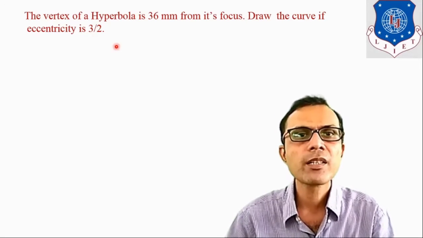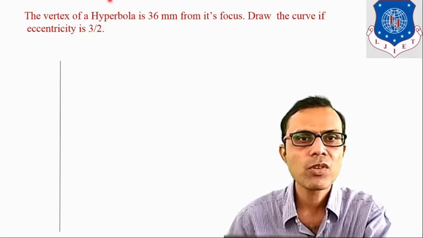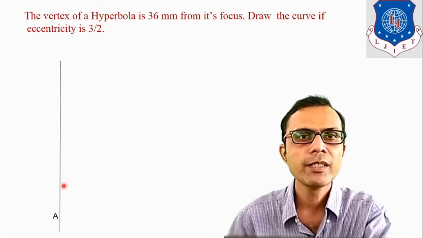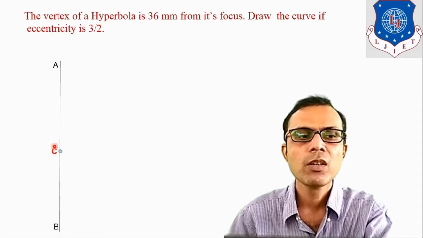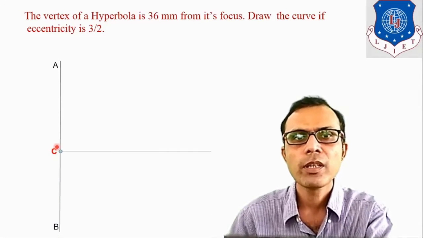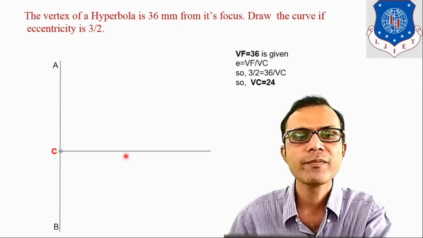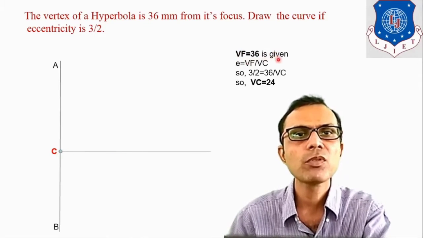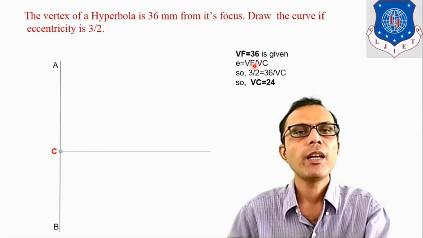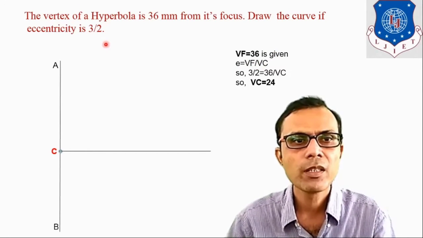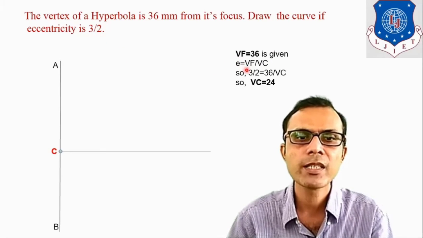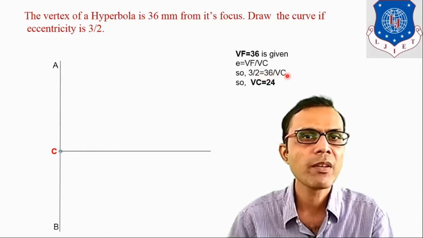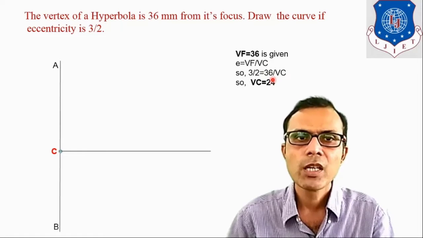Now let us start to draw the curve. First of all, draw this vertical line AB, that is the directrix line. Take one point C on this line, draw an axis passing through point C. Now VF is equal to 36 is given and eccentricity is 3 by 2 is given. So by applying the definition of eccentricity, e is equal to VF by VC. So 3 by 2 is equal to 36 by VC. So VC is equal to 24.